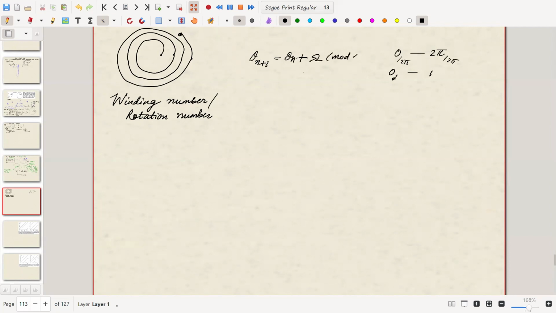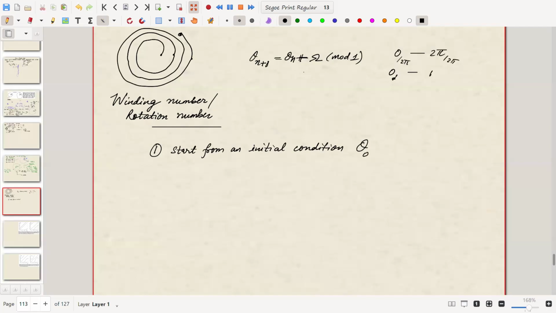Mod 1. Yes, this circle map. Now, the idea is, to understand winding number, the first step is to start from an initial condition. What should be the initial condition?